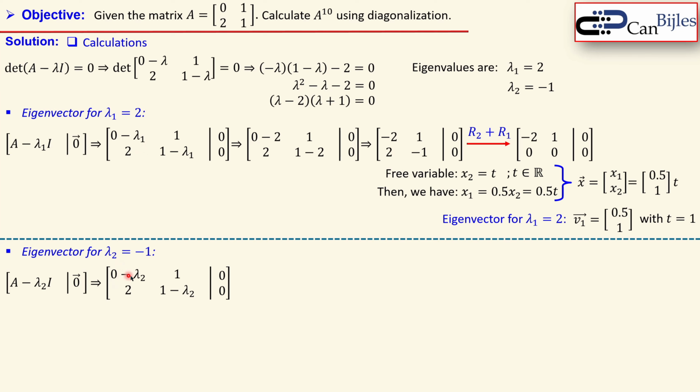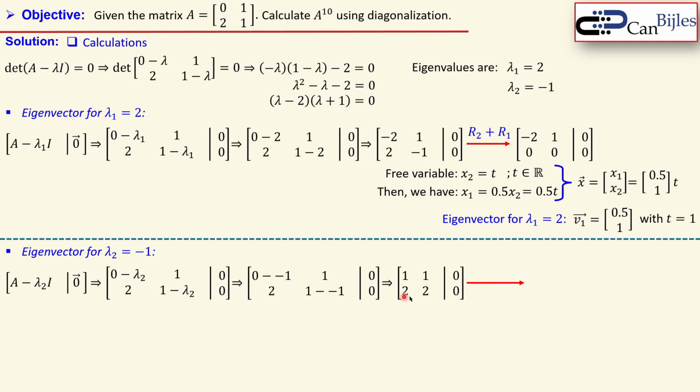So you go here with minus 1, so that means then 0 minus minus 1, 1 minus minus 1, that means 1 here and 2 here. You see the result here. And again, we proceed such that we have here a 0, 0, 0. So we have a linearly dependent form.